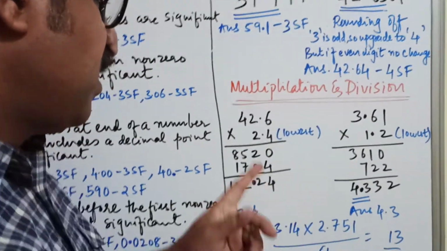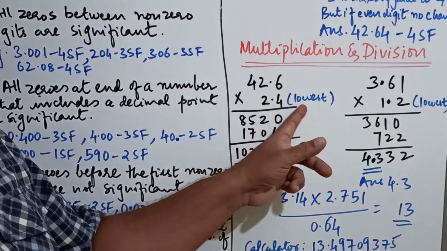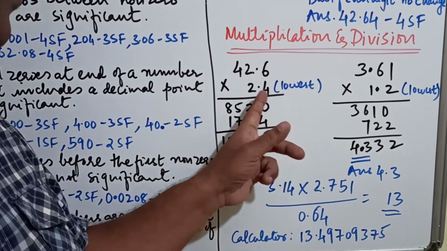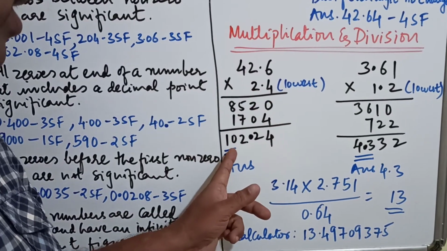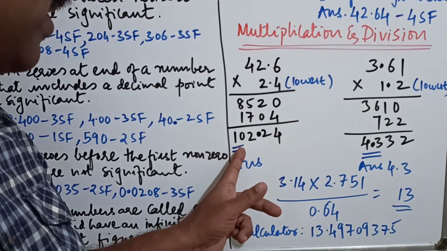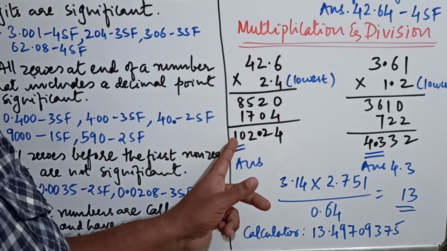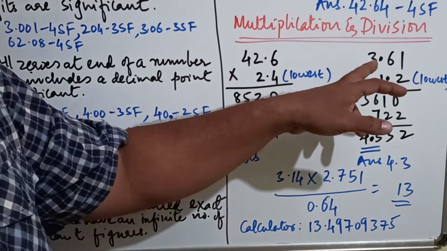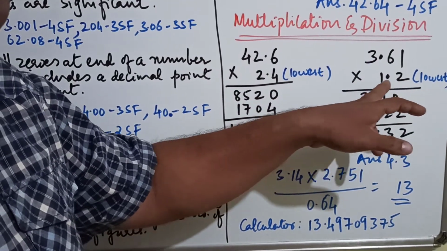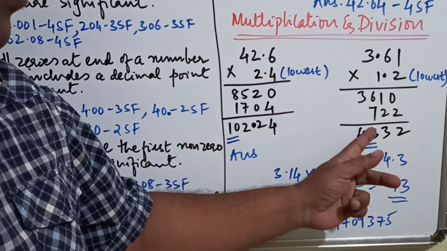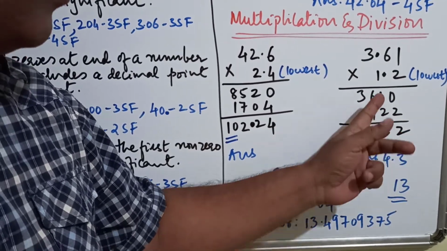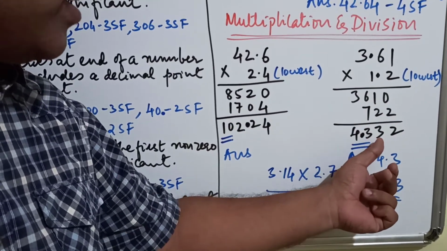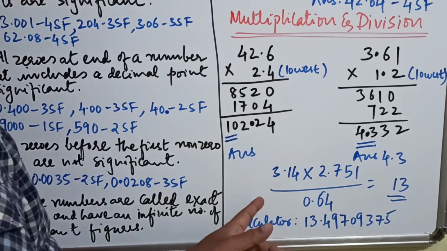Multiplication and division. 42.6 multiplied by 2.4. Here 2.4 has the lowest precision, so 2.4 has to be considered. You just multiply and you will get 102.24. In that case, the significant figures that we consider is 10. Clear? Next, 3.61 into 1.2. The lowest precise one is 1.2. The answer you get is 4.332. But the lowest is 1.2, which has 2 significant figures, so we consider only 4.3 as the answer. Similarly, we go with the division.